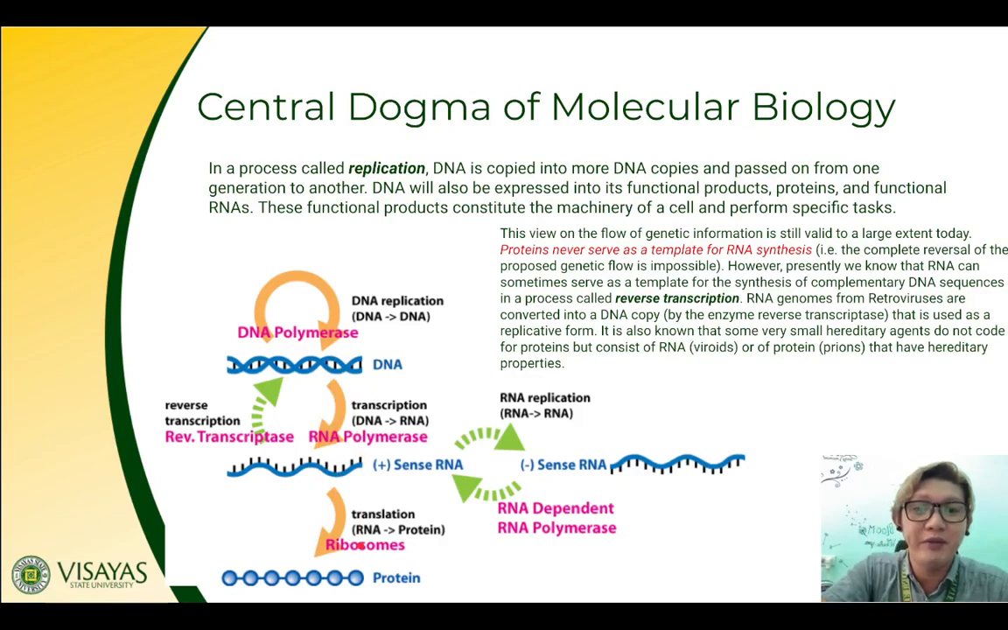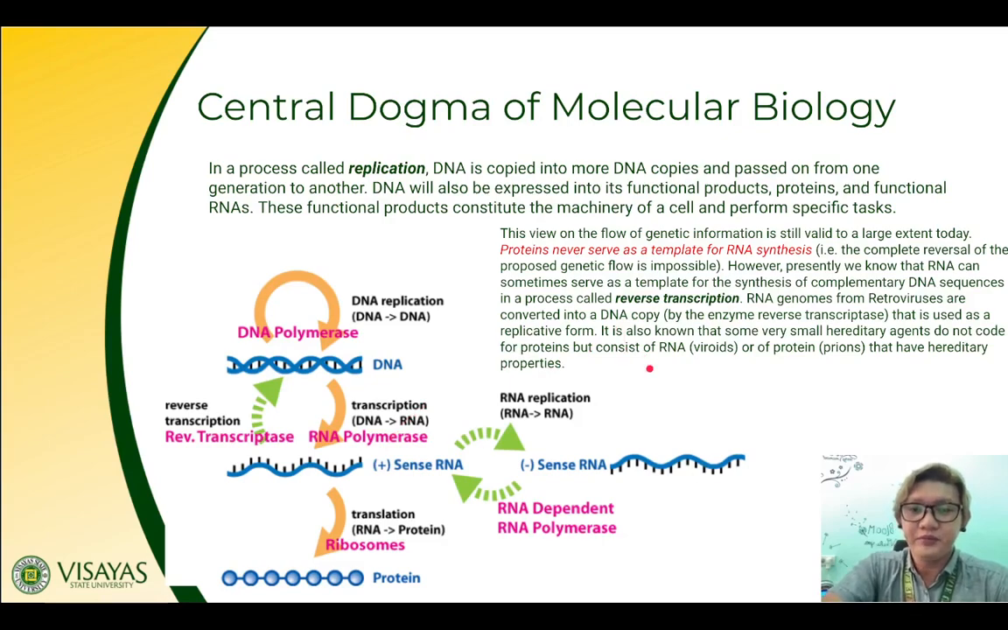So maybe one of you will be able to prove this isn't right and will be able to synthesize RNA from protein sequences. RNA genomes from retroviruses are converted into other RNA copies as well through RNA replication. Others, as we have said earlier, through the use of reverse transcriptase, RNA could be used as a template to produce more DNA.